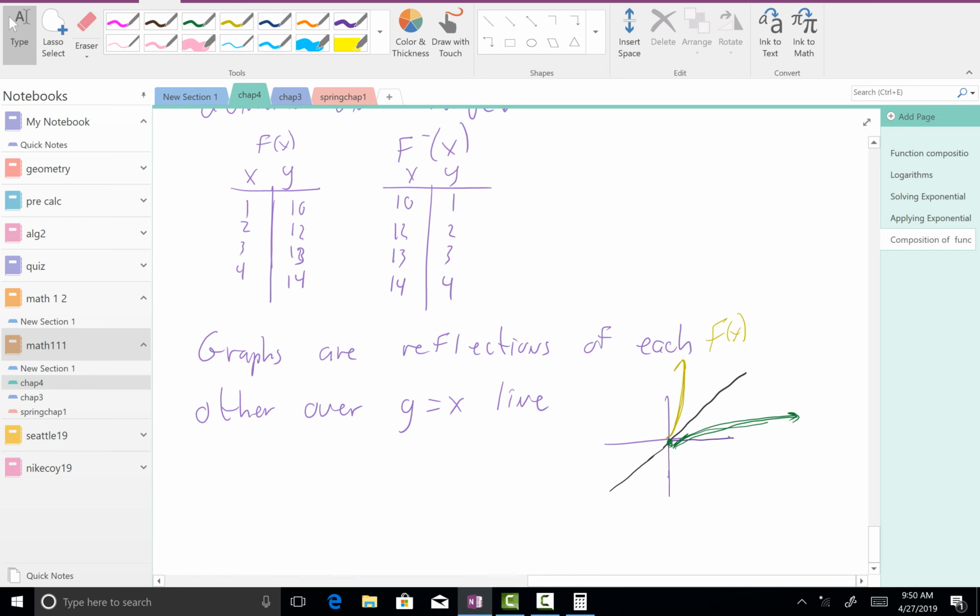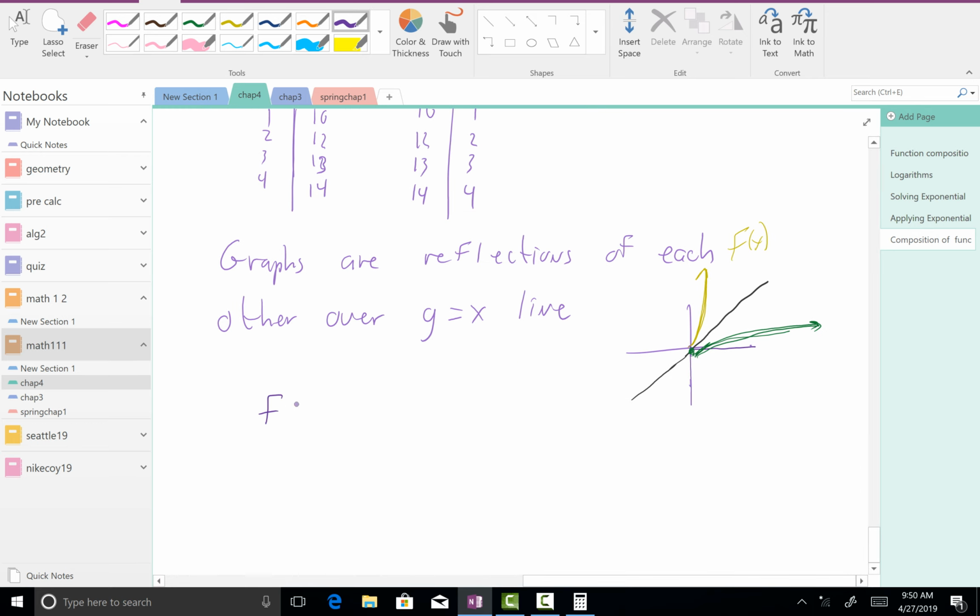So that's two things. One, the domain and range switch. The other is that the graphs are reflections of each other over the y equals x line. And the other thing, which is pretty mathy, is that f of the inverse of x is equal to x, and the inverse of f of x is equal to x. Okay, so their compositions are equal to x. So those are the three things for inverses.